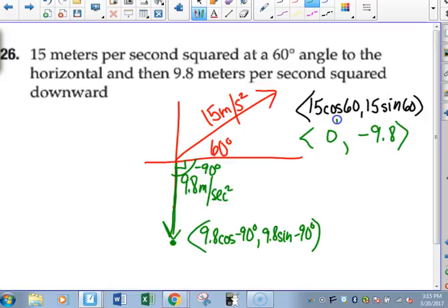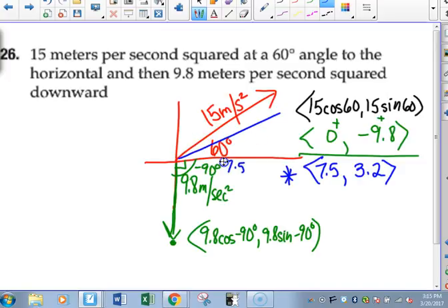All right, what are we going to do next? Add those together. Anybody get an answer for me? Okay. What quadrant am I going to wind up in? Because these are kind of working against each other this time, right? But this tells me right here that I'm going to wind up here somewhere, right? 7.5 over and 3.2 up. But the actual distance, or in this case acceleration, is going to be calculated using Pythagorean theorem.